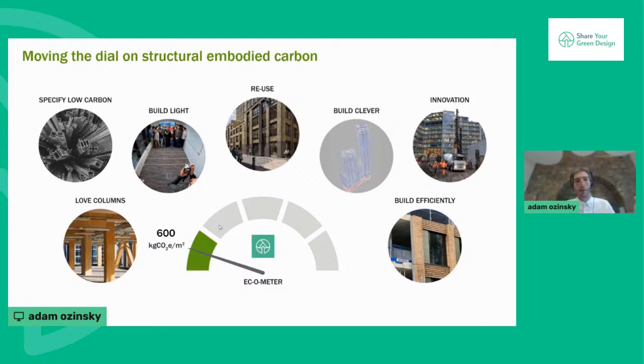Reuse, of course, has to be front and center. Building clever, what can we get rid of? Can we do a little bit of design? Can we get away from rules of thumb? The one that interestingly comes up in a high-rise sense is tuned mass dampers to avoid some of the lateral stability problems. Much more common elsewhere. In London, there's only one building that uses that. Building efficiently, maximizing DfMA, offsite prefabrication, standardization, innovation we've spoken about.